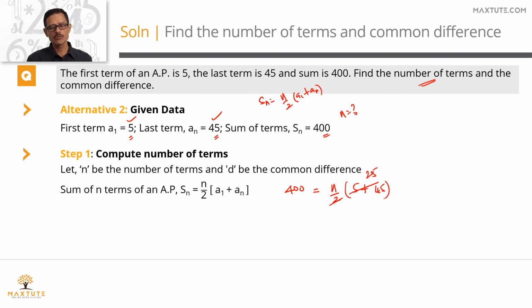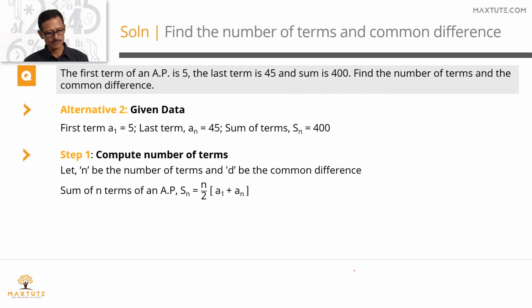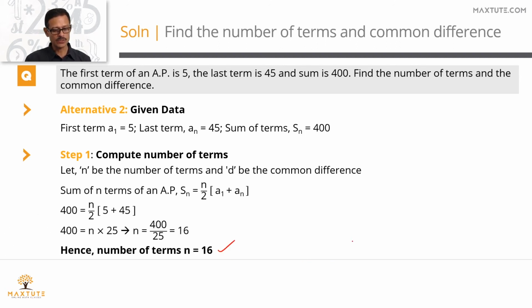So what we have is 400 equals 25n, which means the value of n is equal to 400 upon 25, which is equal to 16. So number of terms is equal to 16. Step 1 done. Quickly summarize it in a printed form and then move on to finding out the common difference. Plug in the value of Sn as 400, A1 and An as 5 and 45. Get the value of n to be equal to 16.